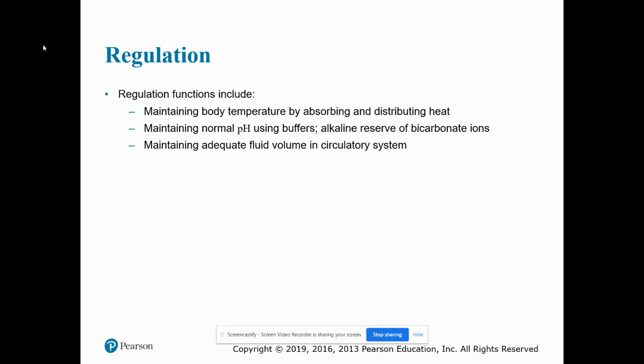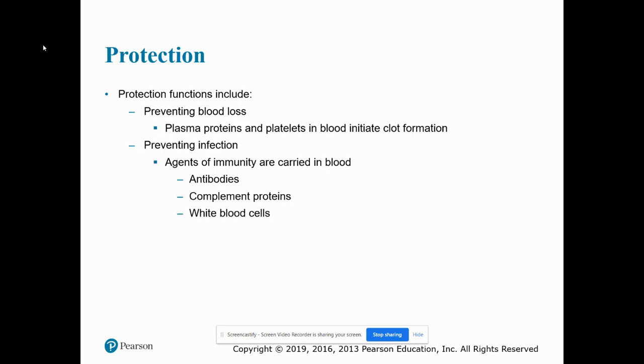We have maintaining normal pH using buffers, and then it maintains an alkaline reserve of bicarbonate ions, and then maintaining adequate fluid volume in the circulatory system. And then finally, we have protection. And protection functions are going to include things like preventing blood loss.